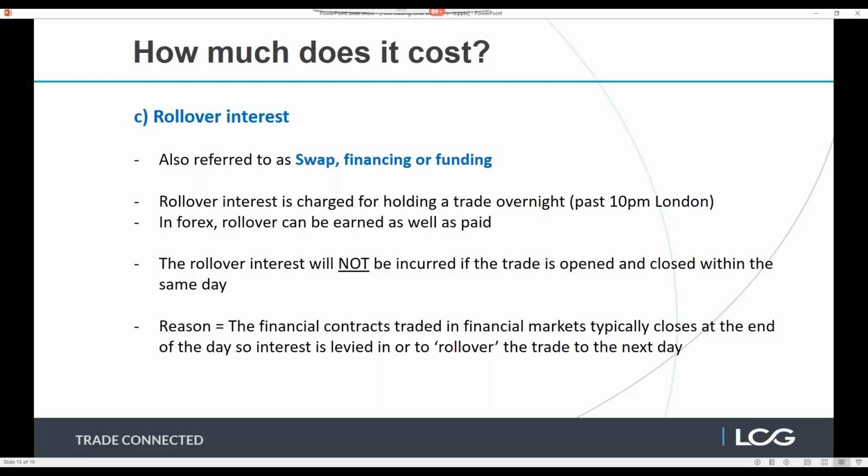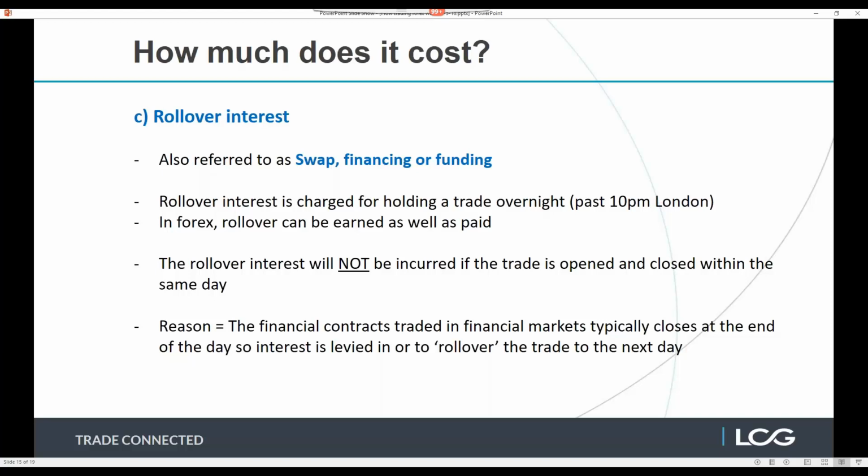But basically the idea of it is that typically these financial contracts close at the end of the day. So we talked about this over-the-counter market. These over-the-counter deals that are taking place typically last one day. So in order to roll over that deal to the next day, you just have to account for the interest that would have been earned on that money. And that interest rate is determined by all these different things I'm talking about, which is a bit random.